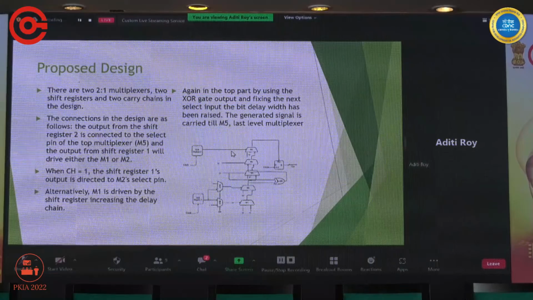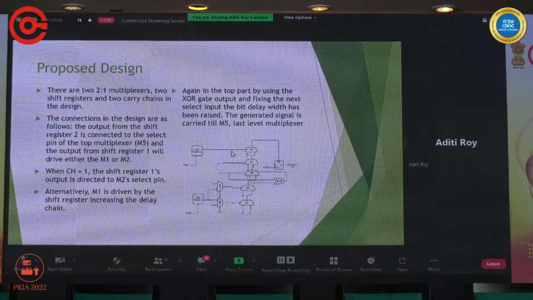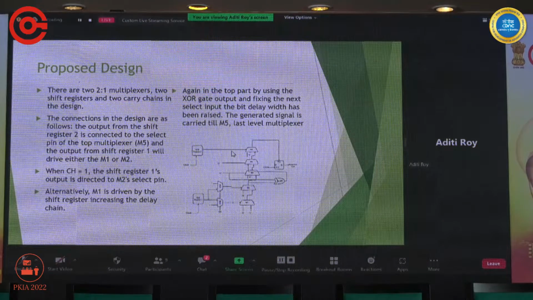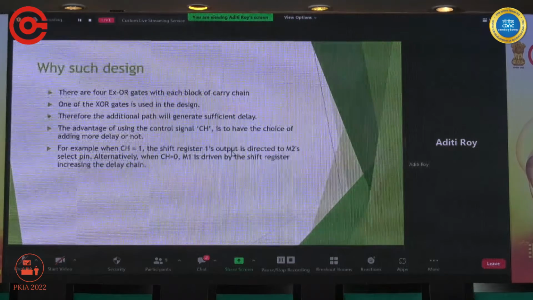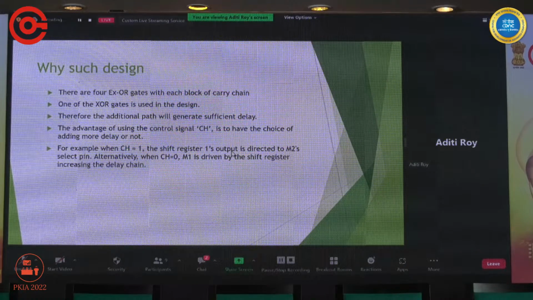Whether we are driving the multiplexer M1 or M2 depends on the output of shift register 1 and the challenge select line. It is driving either MU1 or MU0, and the output of MU1 or MU0 is driving M2 and M1. So like this, we have the choice of adding more delay or not. The shift register 1's output is directed to M2 select pin, and when CH is 0, M1 is driven by the shift register, increasing the delay.